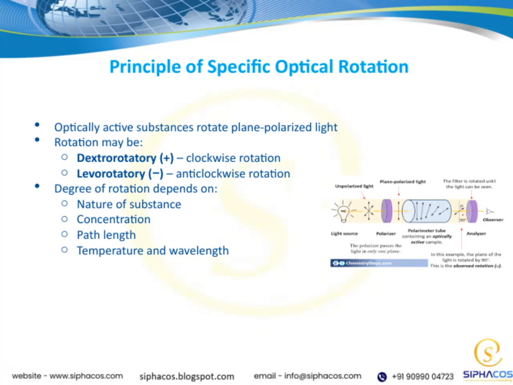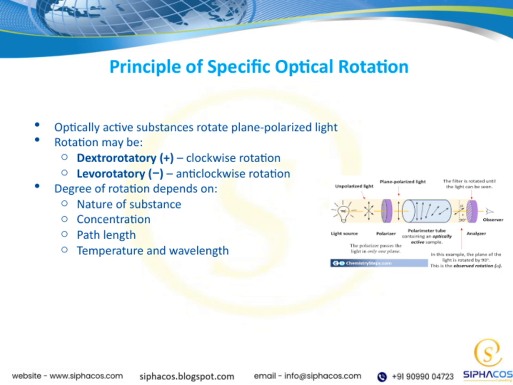Optically active substances have the interesting ability to rotate plane polarized light as it passes through them. This rotation can actually go in 2 different directions. When the rotation is clockwise, we call it dextrorotatory or simply positive, indicated by a plus sign. Conversely, if the rotation is counterclockwise, it's known as levorotatory or negative, marked with a minus sign.